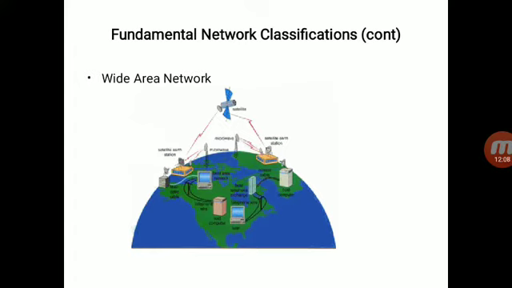This is the example of a wide area network. So you are in different countries and your offices get connected through satellites and various links of fiber optics, and they get connected with each other. So this is the example of a wide area network.